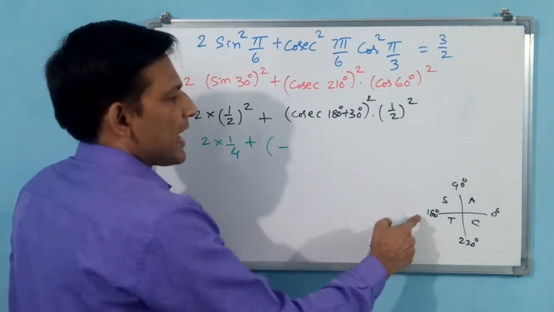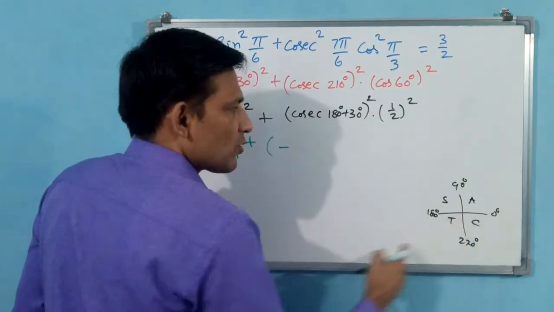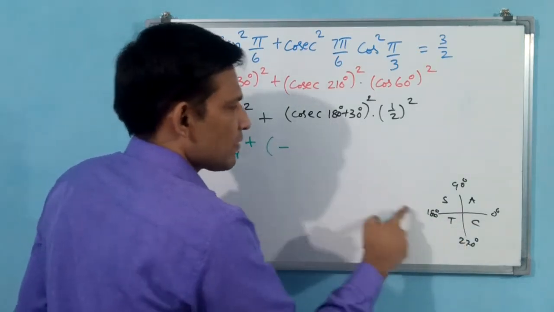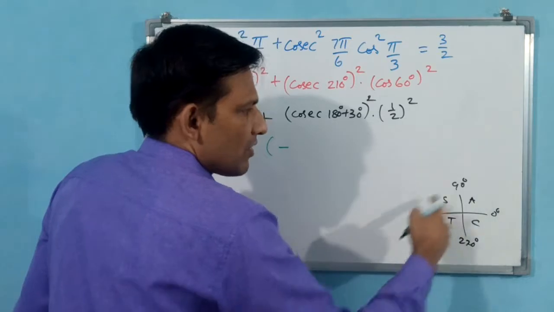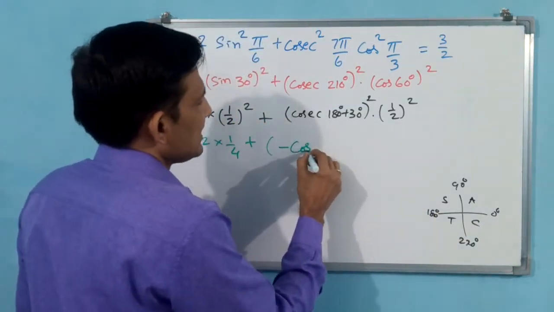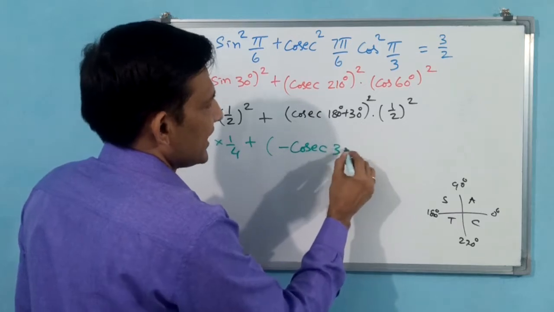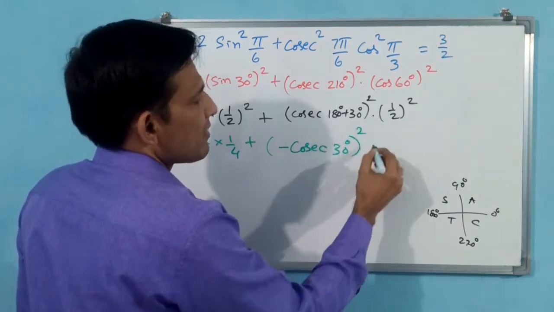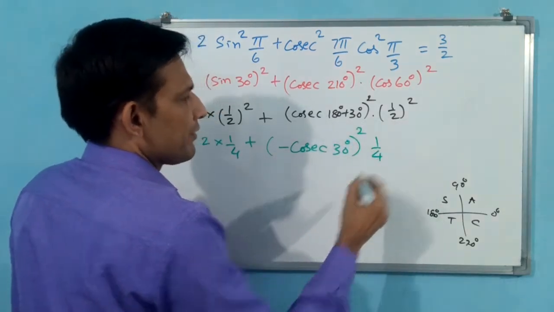But what about the angle? Whether it is going to come as cosecant only. Why? Because see, 180 has come. 180 is a horizontal angle. Horizontal angle means cosecant only will come. You write cosecant 30 degree, whole square. 1 by 2 square means 1 by 4.